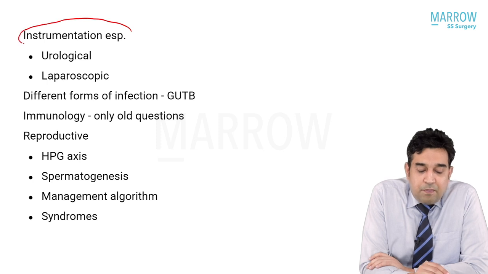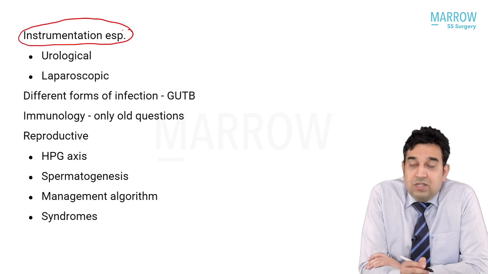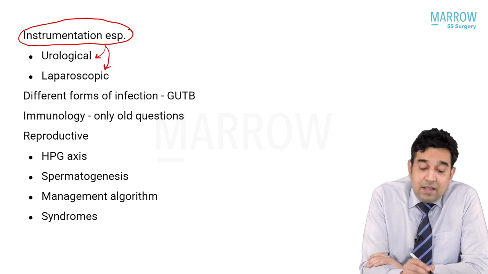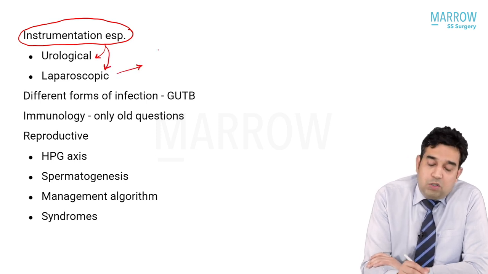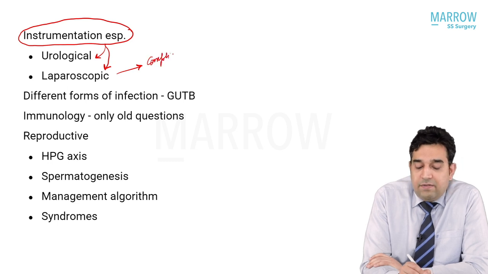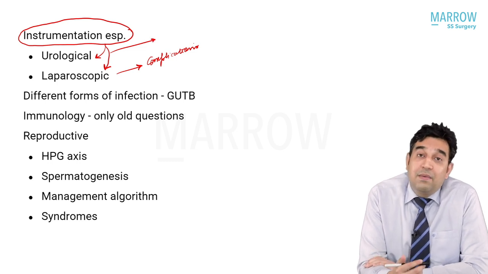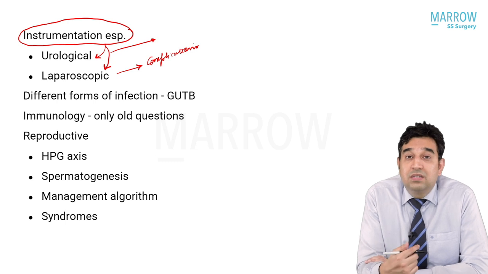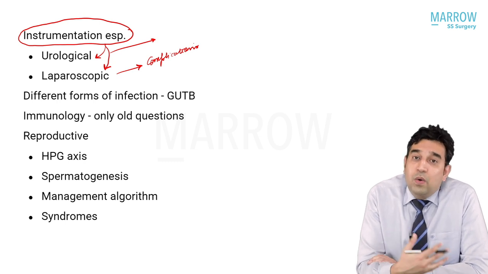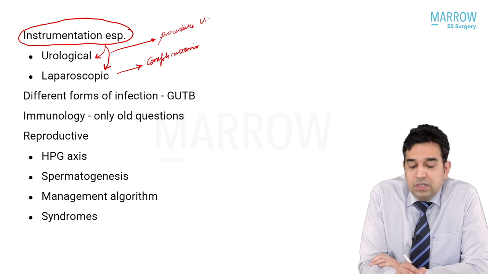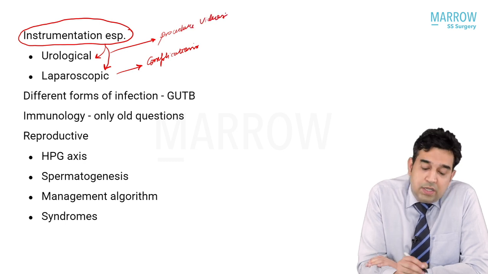Instrumentation is very, very important in terms of questions. Not only urological instrumentation, but even laparoscopic instrumentation and the complications of laparoscopy. They are some important favorite topics of examiners. So we should be well versed with all the instrumentation. I know it's difficult to remember them unless you've really done it with your own hands. But if you keep looking at procedure videos whenever you're free, you'll be introduced to the instruments.